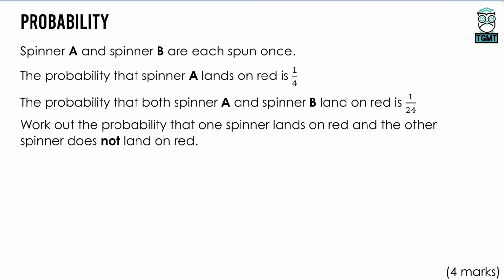Now ultimately, whenever we have a question like this, it's always a safe bet to draw a probability tree. We can actually visualise what this looks like. So this first set of branches is going to represent spinner A. And we have red, and it doesn't tell us another colour, so we'll just say not red. It says the probability that spinner A lands on red is 1/4. So not red is going to be 3/4, as these have to add up to 1.